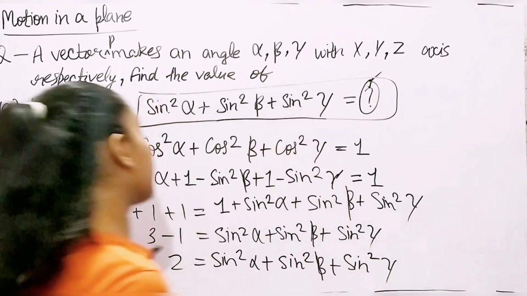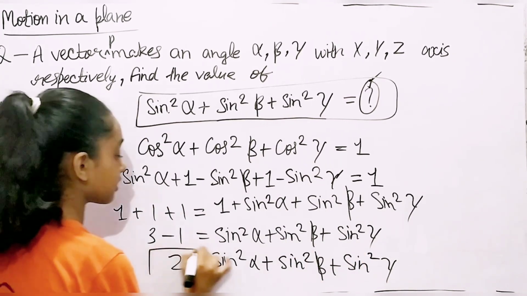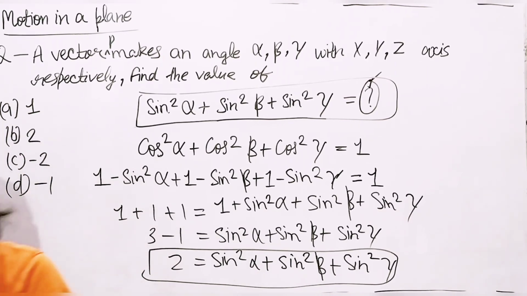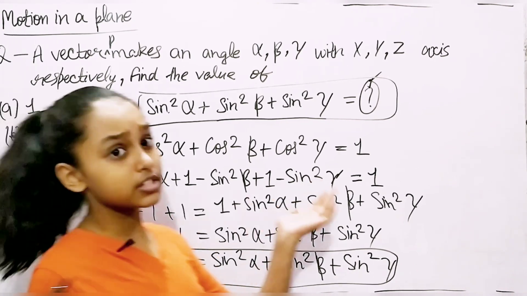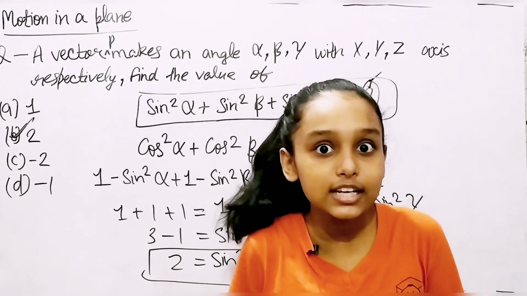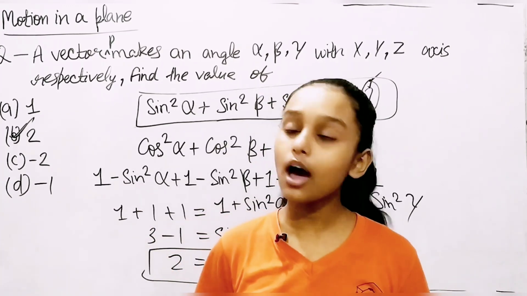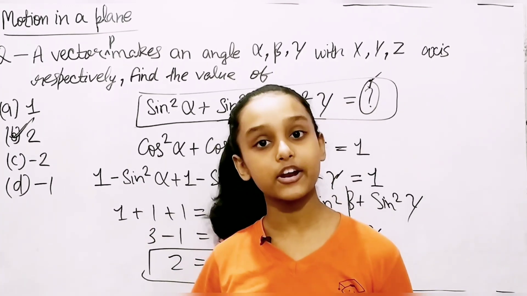So that's it, and 2 is our answer. Let's find out if it is in the options. Oh yeah, 2 is actually in the options. That is option B. 2 is our answer, and that's how we solved this question really easily. Isn't it too easy? We've just done the direction cosines topic, and we're done with it.